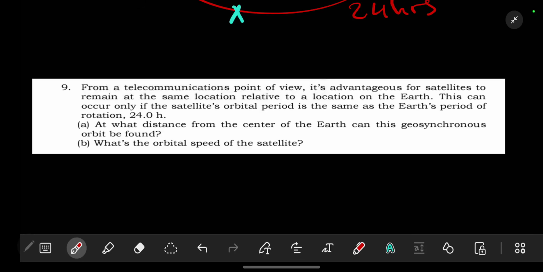From a telecommunication point of view, it's advantageous for satellites to remain at the same location relative to the location of the Earth. This can occur only if the satellite's orbital period is the same as the Earth's period of rotation, which is 24 hours. At what distance from the center of the Earth can the geosynchronous orbit be found? So they still want the distance.